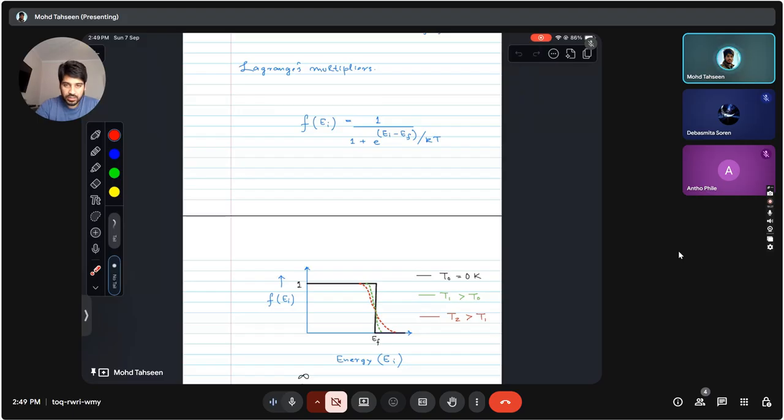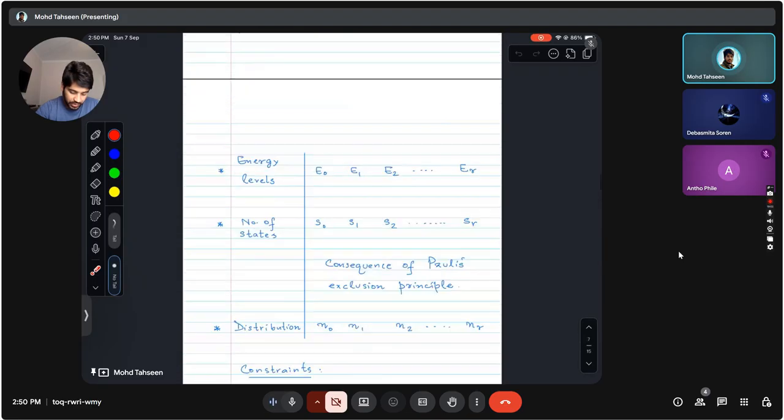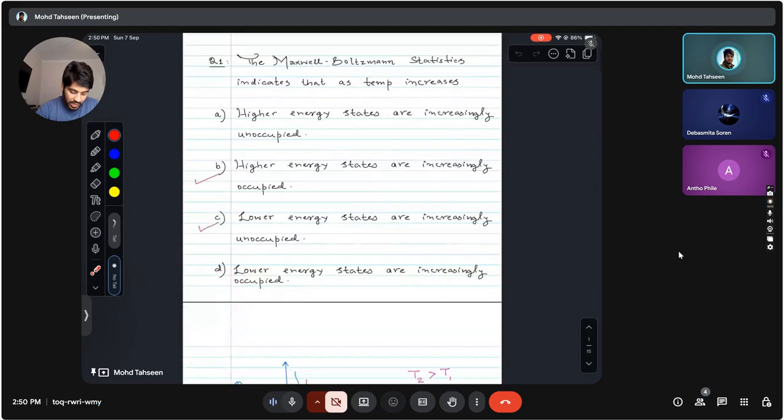But as the temperature increases, if we go from T0 to T1 to T2, where the temperatures are in ascending order, we find that the distribution changes occur just around the Fermi level region, right? Only the region around the Fermi level undergoes a change in distribution, or the probability of occupancy changes, just for the energy levels around this Fermi energy. While in the case of classical mechanics or the Maxwell-Boltzmann statistics, we find that the change happens everywhere, right?